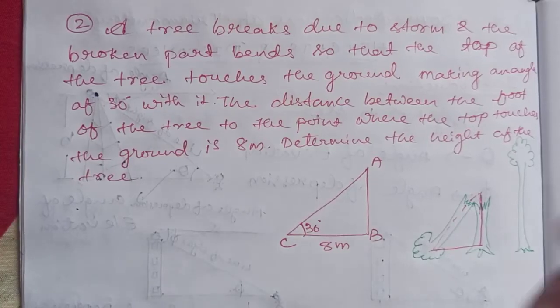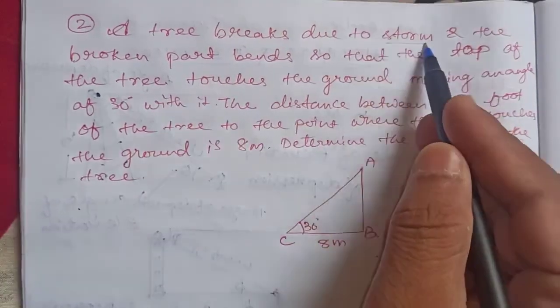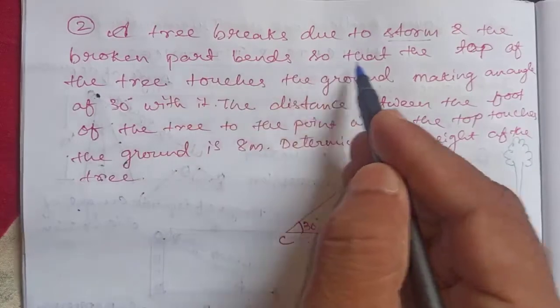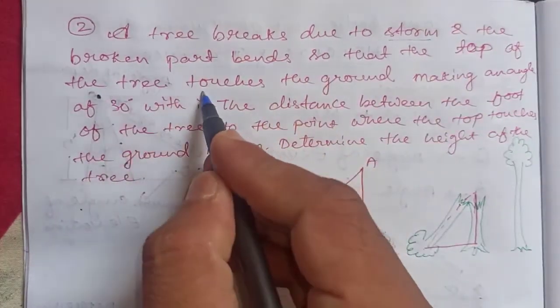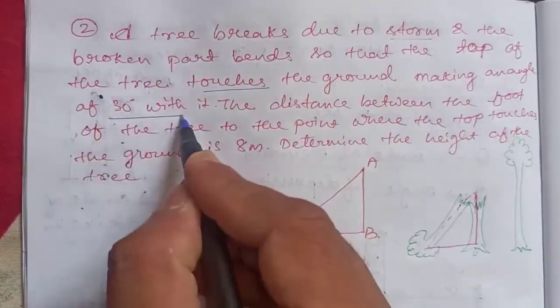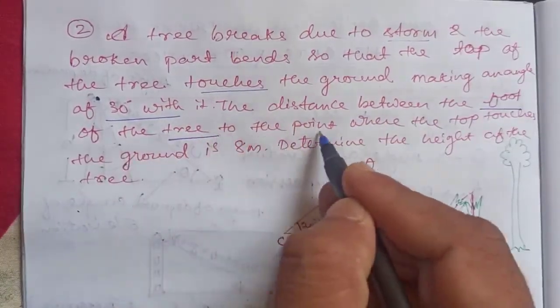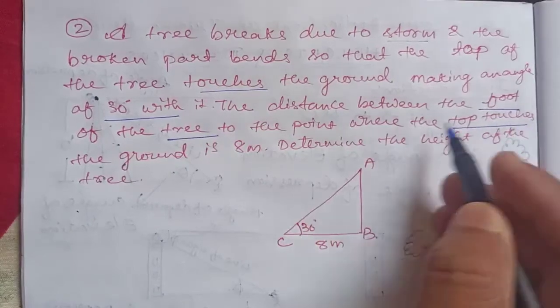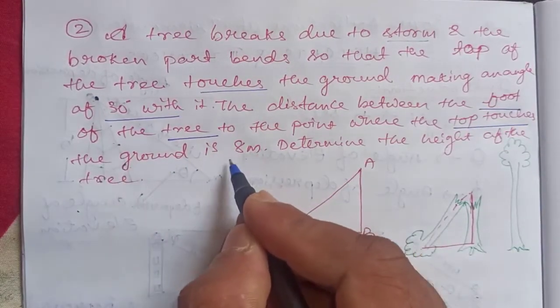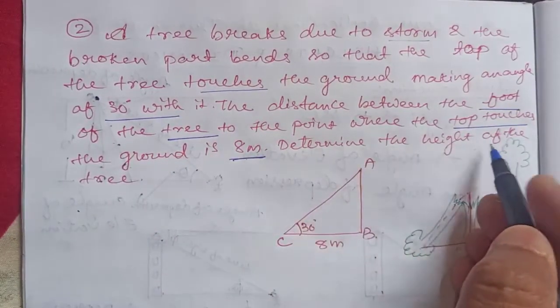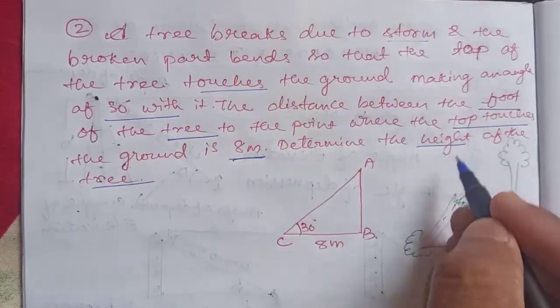In question number 2 it is given that a tree breaks due to a storm and the broken part bends so that the top of the tree touches the ground, making an angle of 30 degrees. The distance between the foot of the tree and the point where the top touches the ground is 8 meters. Determine the height of the tree. Okay, we have to find out the height of the tree.